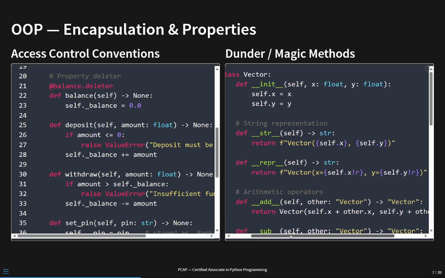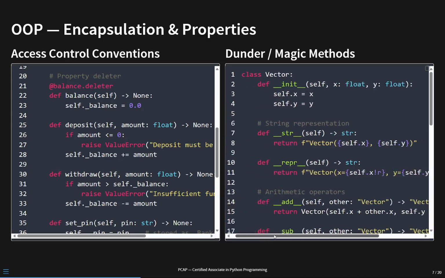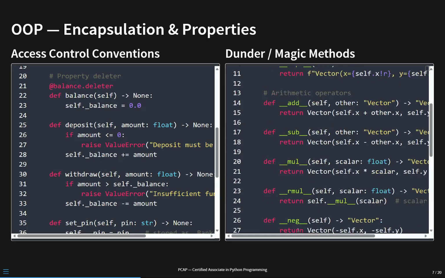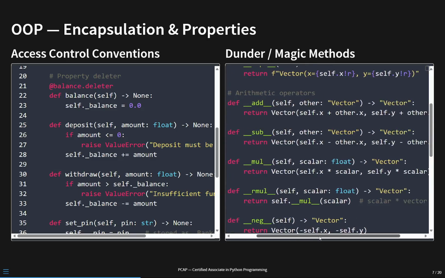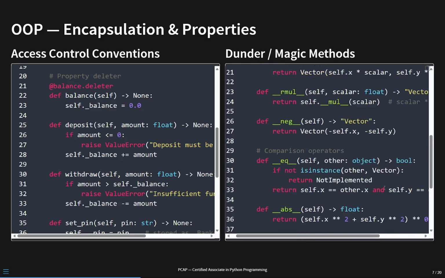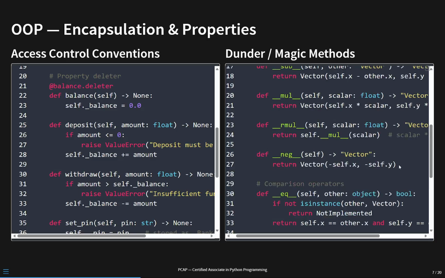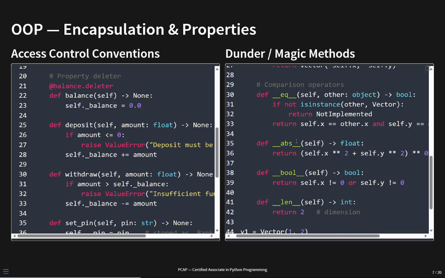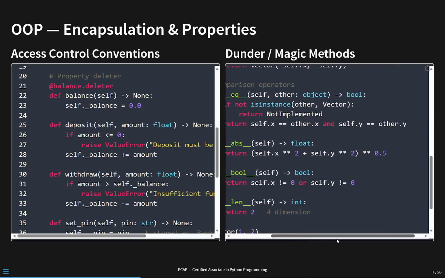__add__ is called when you write v1 + v2. __mul__ handles v1 * 3. __rmul__ handles 3 * v1, the reflected operation, called when the left operand doesn't know how to multiply. __neg__ handles unary minus, -v1. __eq__ defines equality. Note, it returns NotImplemented when the other operand isn't a vector, which lets Python try the reverse comparison.